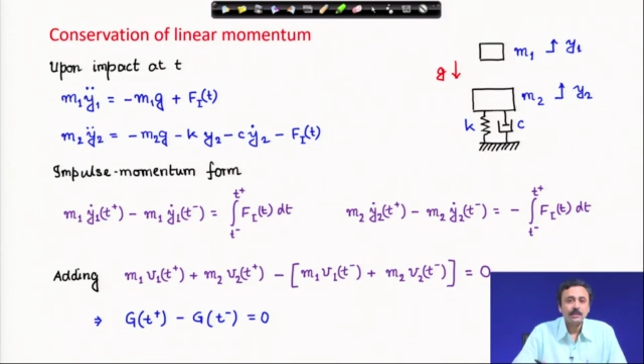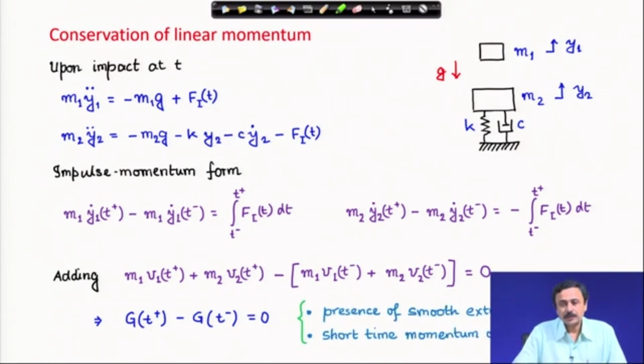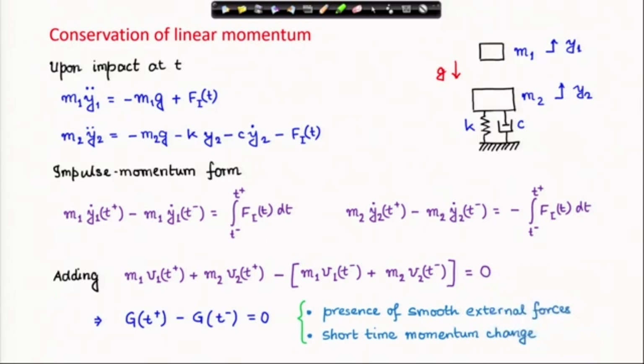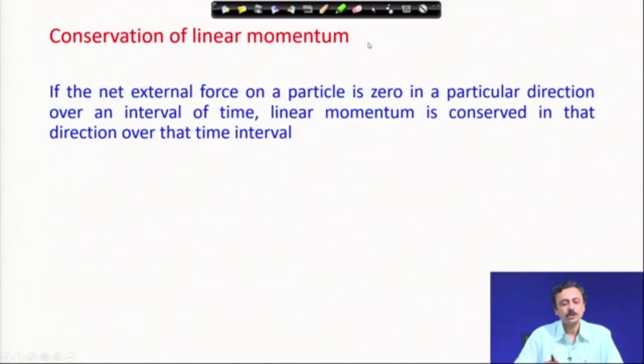You have to be very careful about this. It is the total linear momentum between which this impulsive force acts. You have to consider everything. Therefore, in the presence of smooth forces or constant forces, there is no contribution over this short time momentum change. The short time momentum change is 0, or in other words, the linear momentum of the total system is conserved over this very short time.